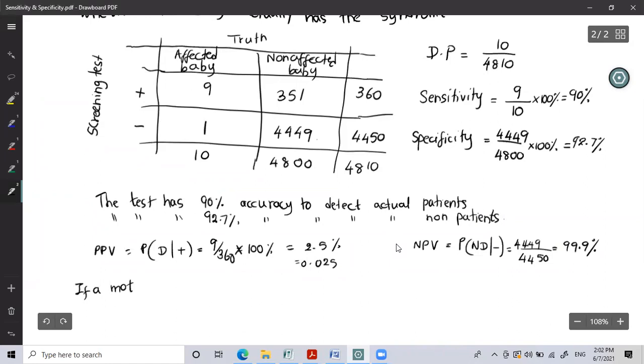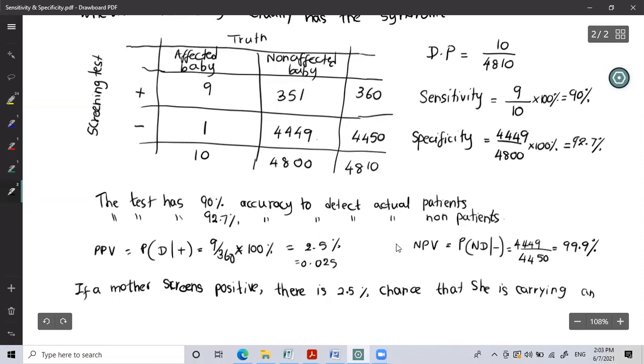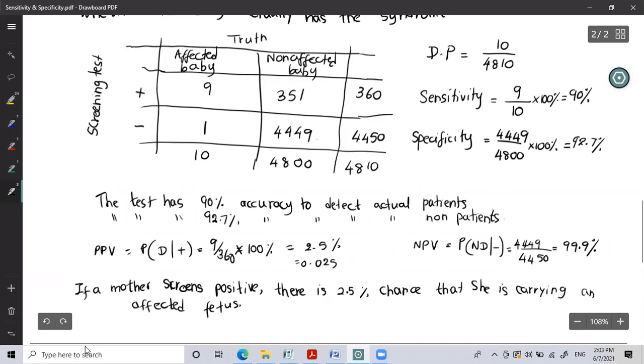If a mother screens positive, there is a 2.5% chance or probability that she's carrying an affected baby. Affected fetus. Right? Now you can write in the same manner what is NPV if a mother screens negative.